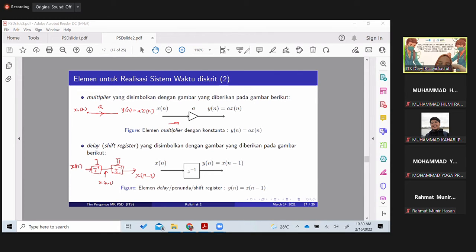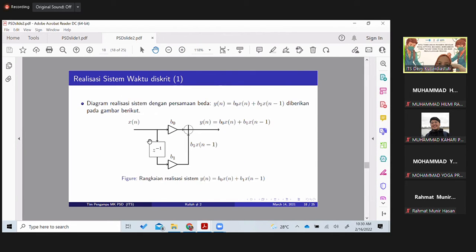We could combine these elements and make our system. In this next example, we could combine all the elements to create our whole system.